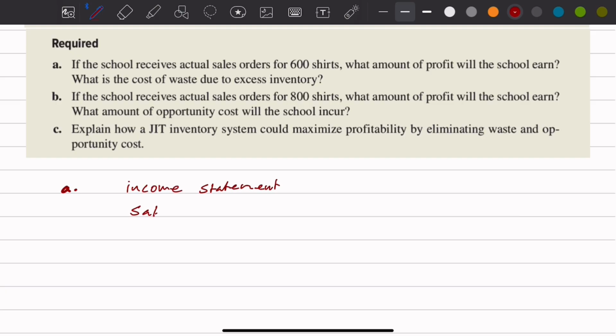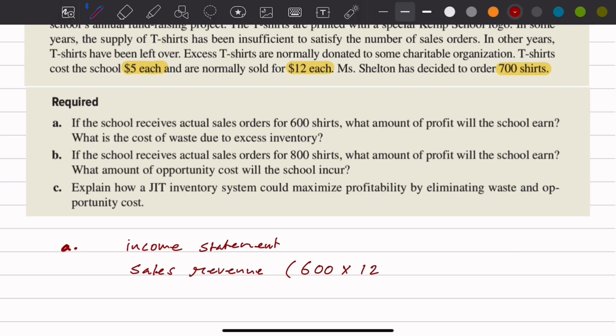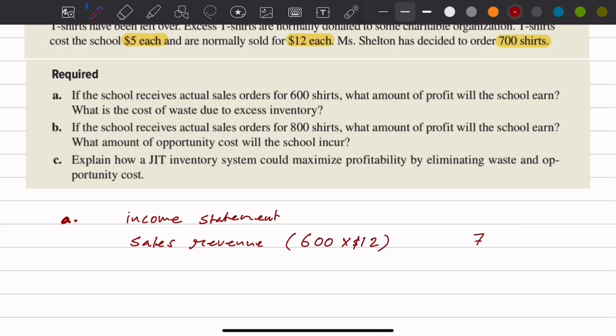Starting with the sales revenue for 600 shirts. These are the number of shirts that they would actually sell, and they would sell them for $12 each. Okay, so based on that, the sales revenue is going to be 600 multiplied by 12. That is $7,200. Okay.